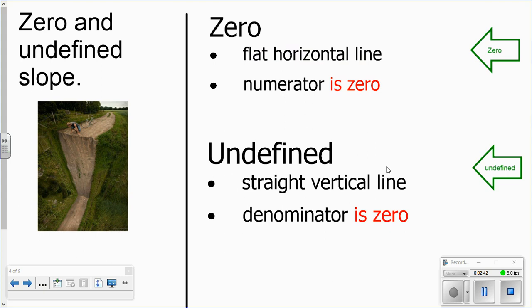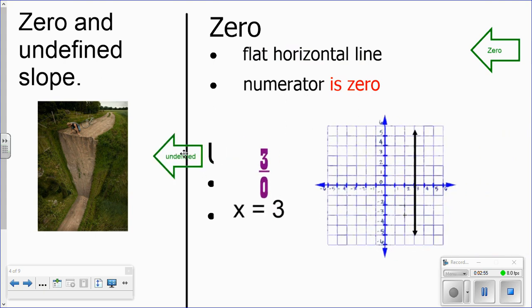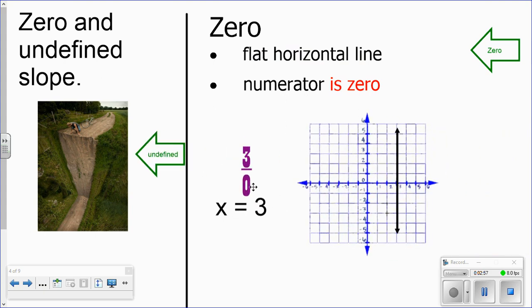We also have something called undefined, which is a straight up and down vertical line. And this is when the denominator is 0. Remember, when the denominator is 0, it's not even a real number. So if we have any number over 0, that means x is equal to 3, because we have an undefined slope, and it's going to look like this, where it's straight up and down.